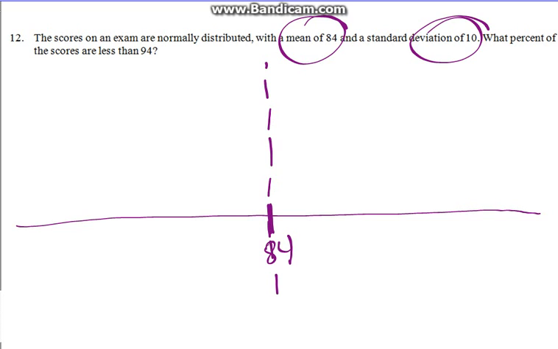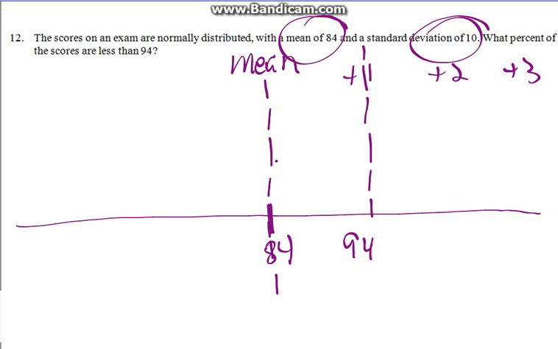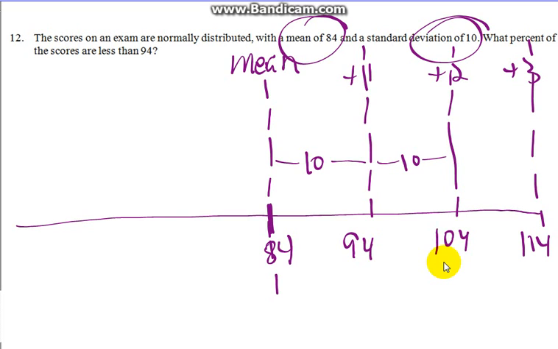So if this is our mean, which I'll mark mean, then we know plus 1, plus 2, and plus 3. So one standard deviation is going to be 94 because we're adding the 10 units of standard deviation. And for the second, we're going to add 10 again to 104. And for the third, it's going to be 114. Just know that every unit, it's adding the standard deviation.